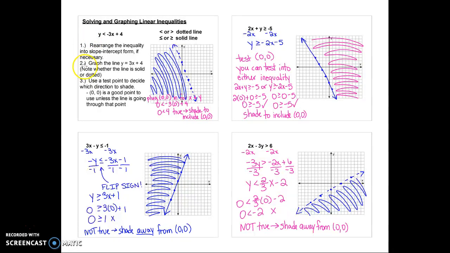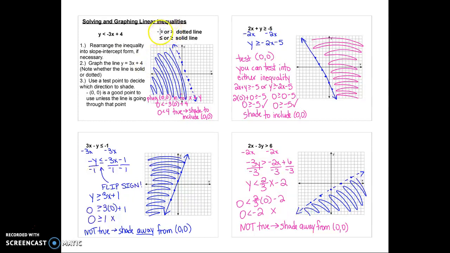And step number 2 then. Once it's in slope-intercept form, you're going to graph y equals 3x plus 4, or whatever the equation is. In this case, it's graphing that actual equation. Now, when you go to graph it, with the equations, we always just drew a solid line. Not the case with inequality signs. And it's the same concept as when we put them on a number line and we either used an open or a closed circle. Same basic concept.